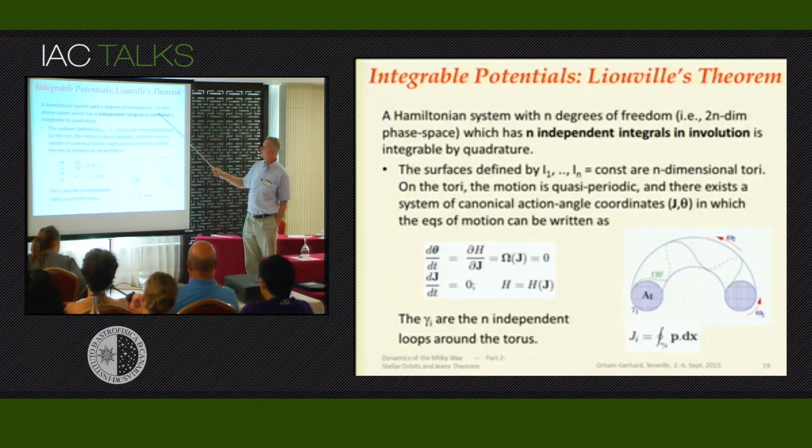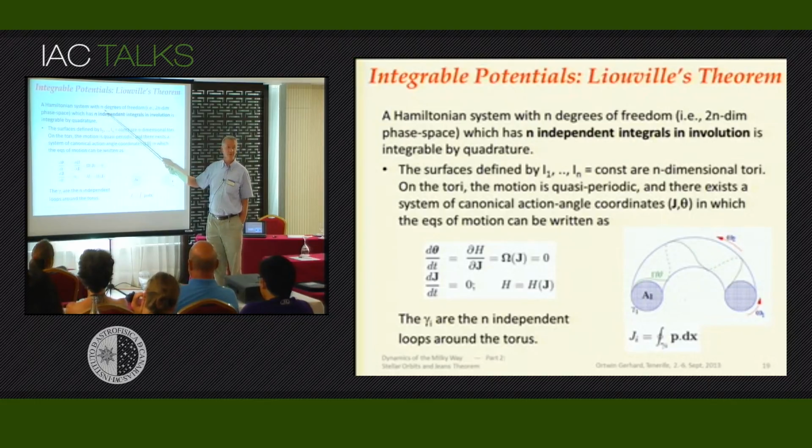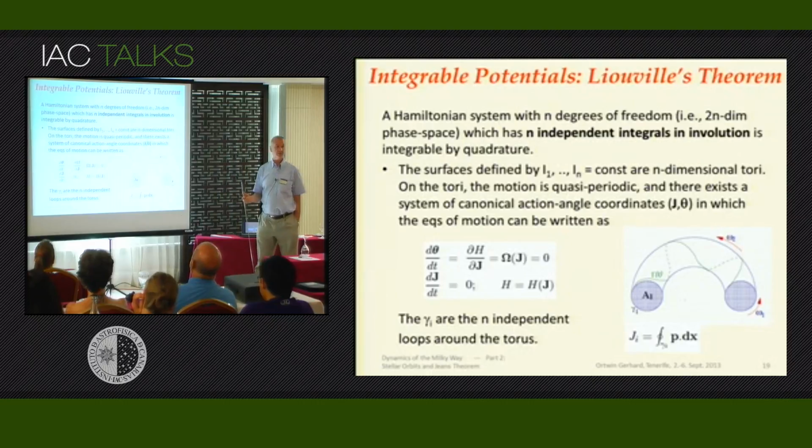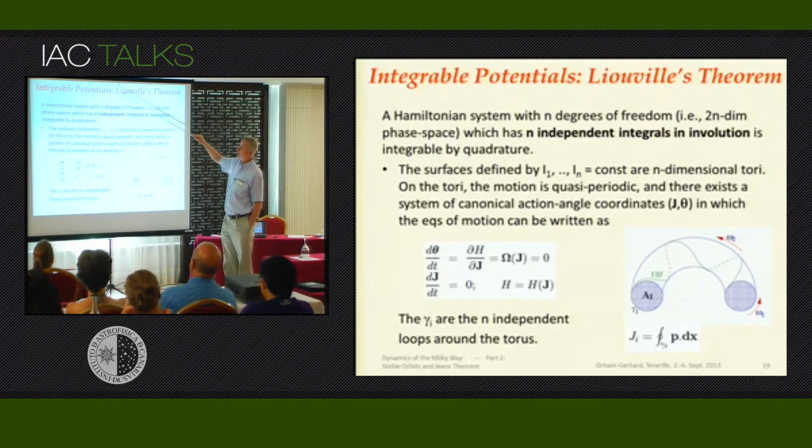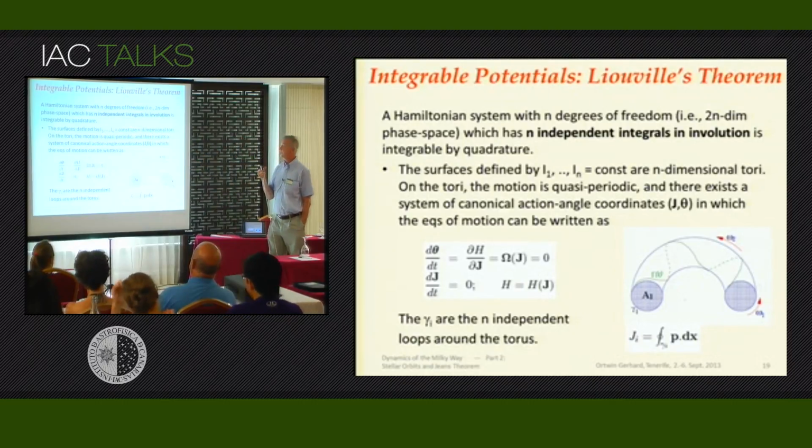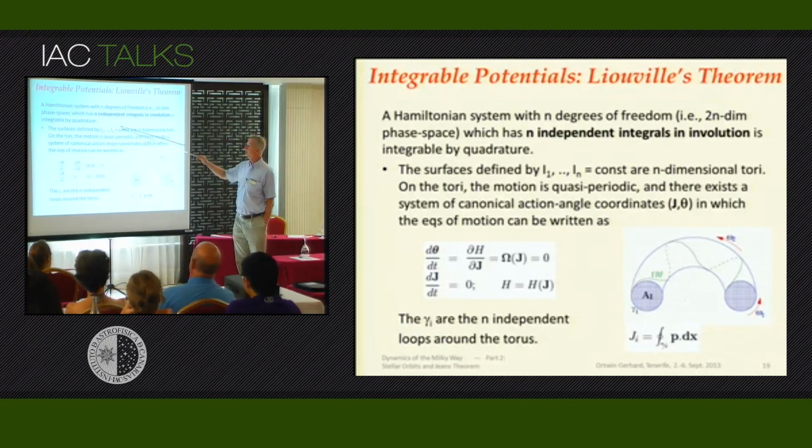And involution means that if you put them in the Poisson bracket, then between all the integrals, the Poisson brackets give 0. And then this system can be integrated by quadrature. So our phase space in galaxies is typically 6-dimensional. So we have 3 velocities and three coordinates. And so we need 3 independent integrals of motion to make the system fully integrable, one of which is the energy.